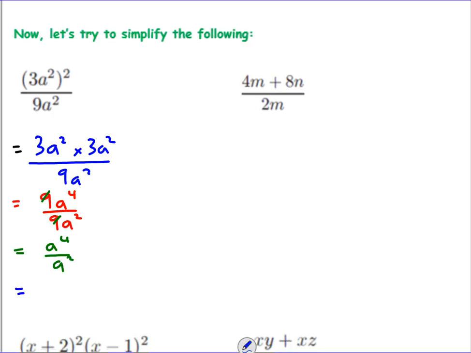Remember, when you're dividing exponents with the same base, you subtract the exponents and keep the same base. So that would give you a squared.